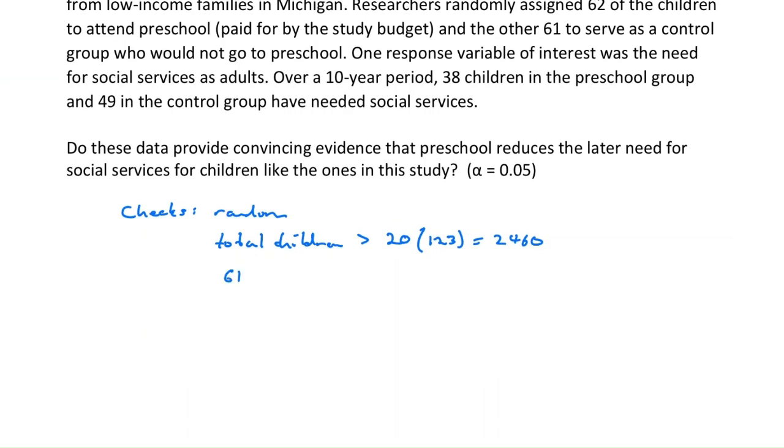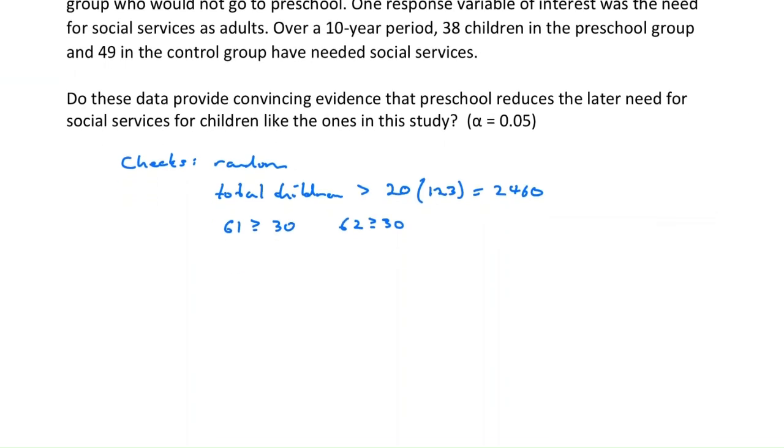We have 61 children in one group. We have 62 children in the other group. So that tells us that we're good there. All right, let's go to our hypotheses. The null, again, we're assuming that there is no difference, that regardless of whether or not children were in preschool, they are going to need the same amount of social service support. But P1 specifically, we will say these are the children in preschool. And P2 is the children not in preschool.